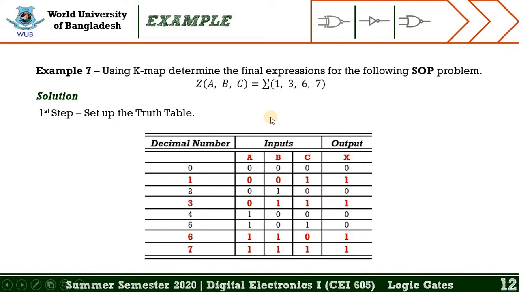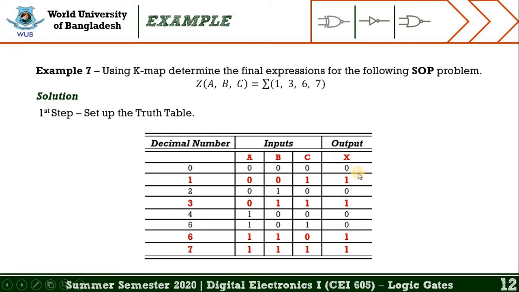First step, we need to set up the truth table for this problem. Since the input number is 3, we generate it this way: 000, 001, 010, 011, 100, 101, 110, and 111. And you can see the question again.